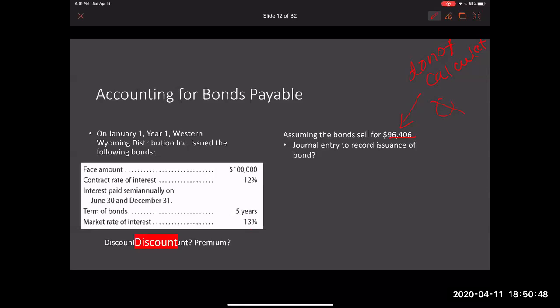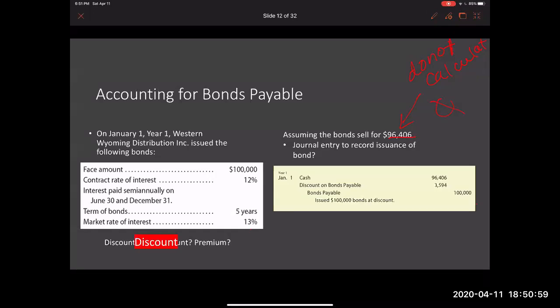All right, so now we're going to journalize exactly what we're going to capture, right? So in our last example, when we were receiving cash, we did a debit to cash and a credit to bonds payable. We're going to follow that same logic, except now our journal entry looks like this. We're going to debit cash, which is the amount that we're getting from our investors, and then we are going to credit bonds payable for the full amount.